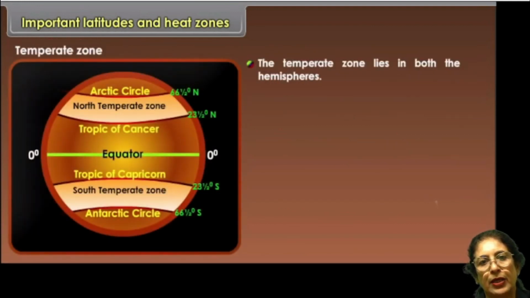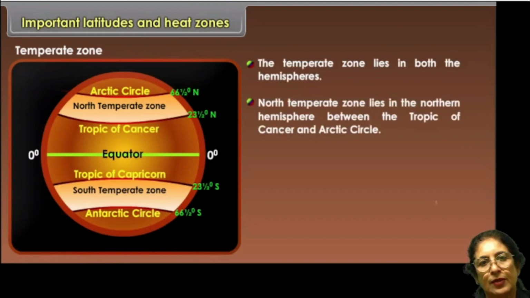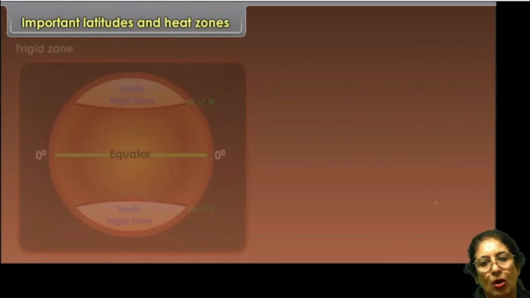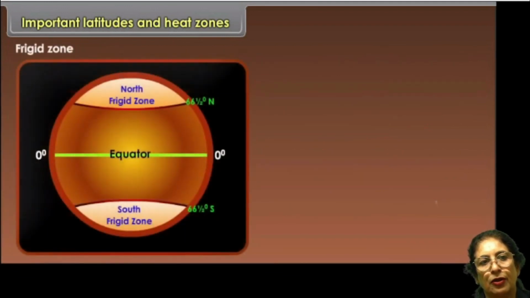This zone receives the maximum amount of heat throughout the year because the rays of the sun fall vertically on this zone. Temperate zone. The temperate zone lies in both the hemispheres. North temperate zone lies in the northern hemisphere between the Tropic of Cancer and Arctic Circle. South temperate zone lies in the southern hemisphere between the Tropic of Capricorn and the Antarctic Circle. These zones are neither too hot nor too cold.